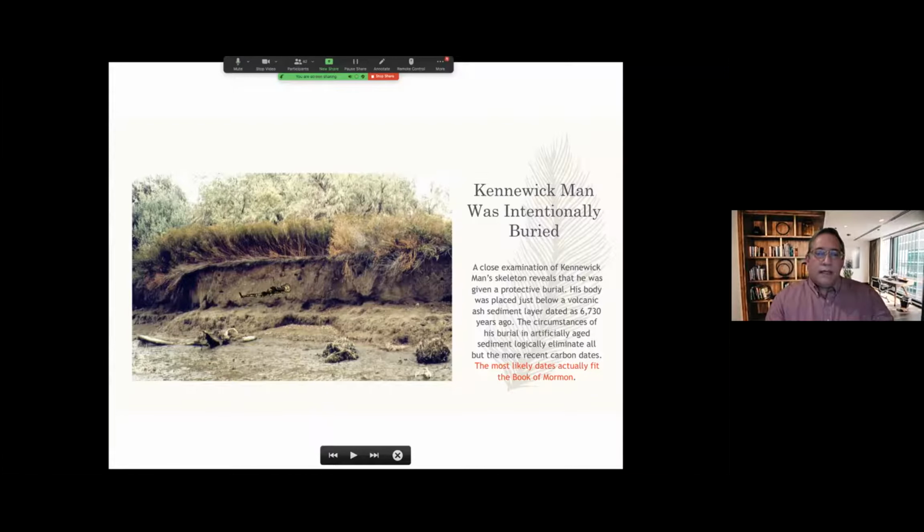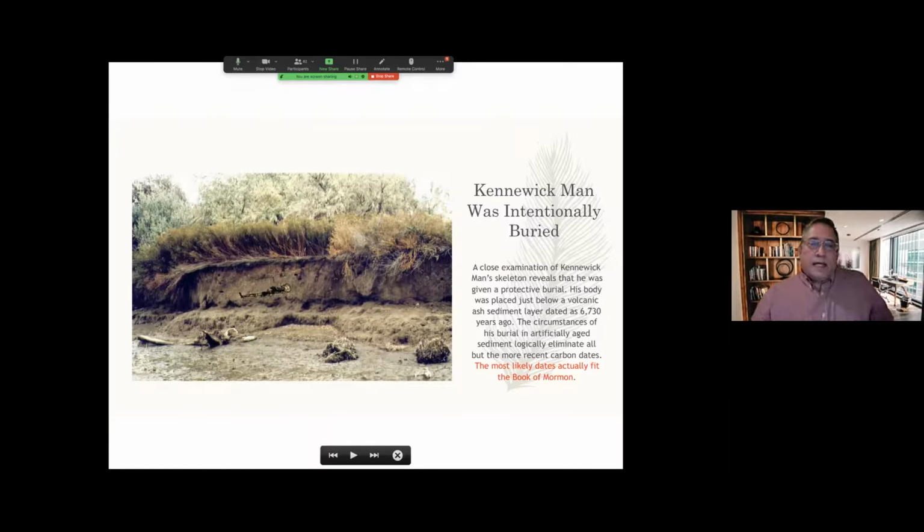Now, when they examined Kennewick Man, it became clear that he had been given a protective burial. He hadn't just died and laid there. And the way they can tell that is the remarkable preservation of the skeleton, there's no animal scavenging on the skeleton and things like that. So it's indicative of a protective burial. And so that's key for the dating of Kennewick Man.